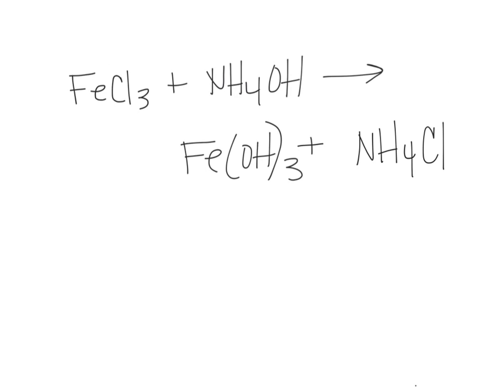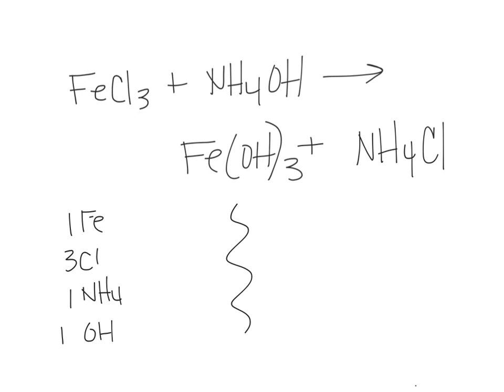All right, last one. Here we have iron 3 chloride combined with ammonium hydroxide, and it's turning into iron 3 hydroxide and ammonium chloride. So once again, let's do our atom inventory. Let's see, it looks like I have 1 iron, and it looks like I have 3 chlorines. I have 1 ammonium. I'm going to leave that together because it's a polyatomic on both sides. And I happen to have 1 hydroxide.